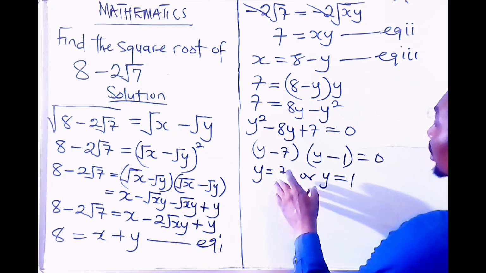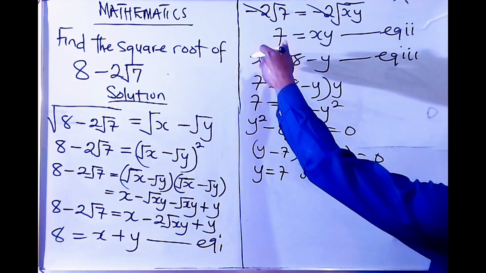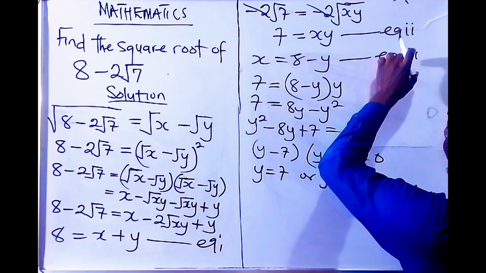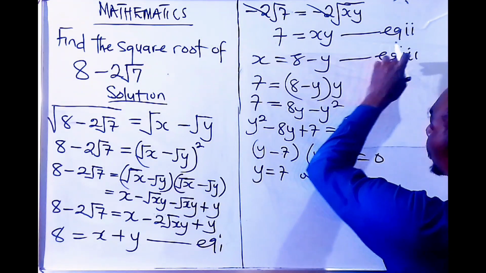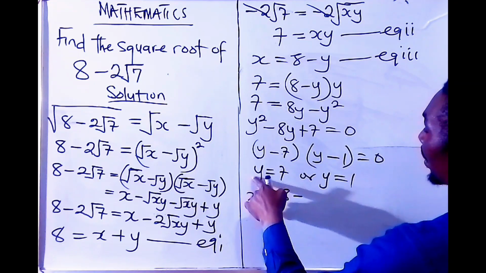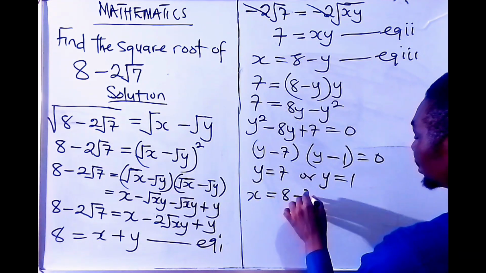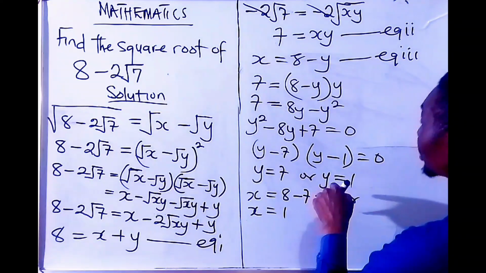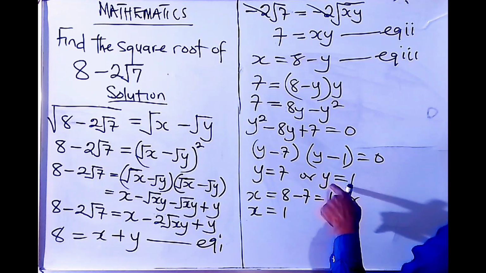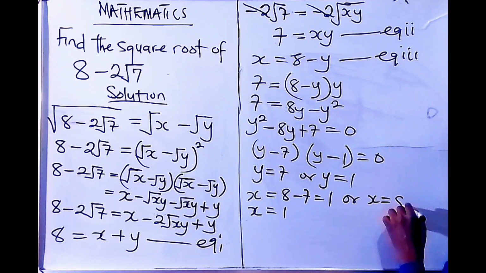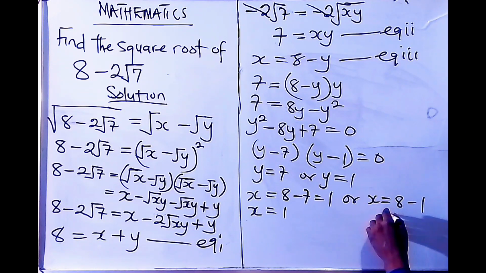Now, we have not gotten the value of x. To get the value of x, we substitute the value of y into equation 3. So we have x is equal to 8 minus our y, which is 7. So we have 1. Therefore, x is equal to 1. Or if you substitute y to be 1 in equation 3, we have x is equal to 8 minus 1. Therefore, x is equal to 7.